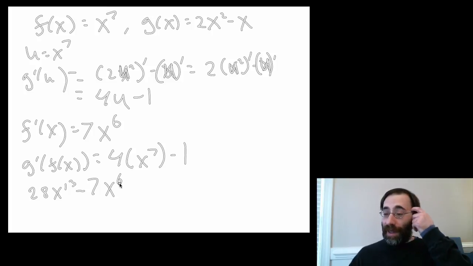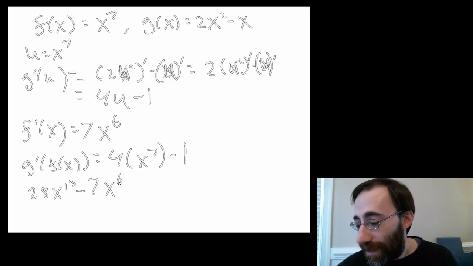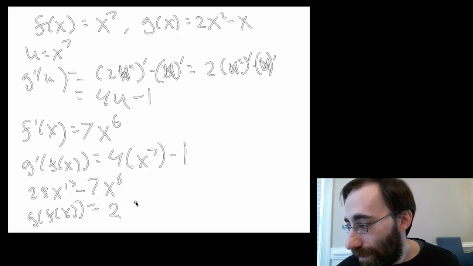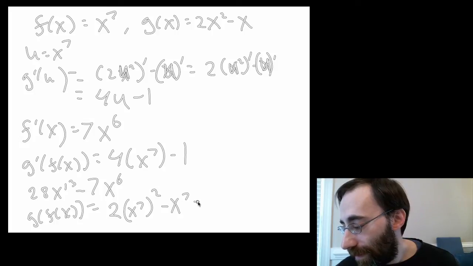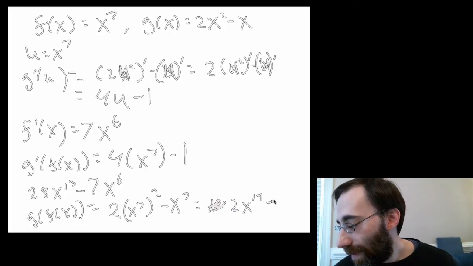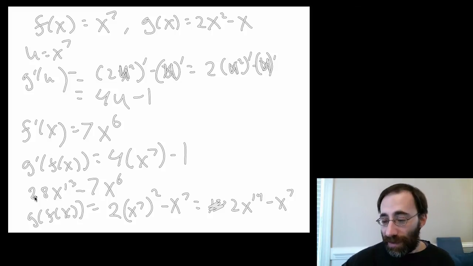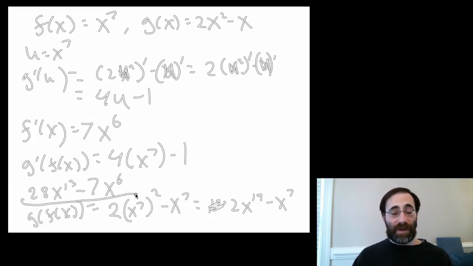Again, we can check because these are polynomials. g of f of x is equal to 2 times x to the 7th squared minus x to the 7th, which equals 2x to the 14th minus x to the 7th. Power rule says you pull down a 14 on the first one to get 28x to the 13th, and you pull down a 7 to get 7x to the 6th. So you have 28x to the 13th minus 7x to the 6th, the exact same as before. So we can do it either way you want, but the chain rule works out correctly.